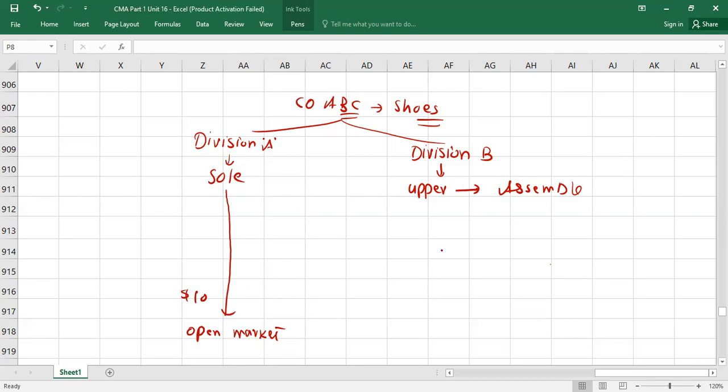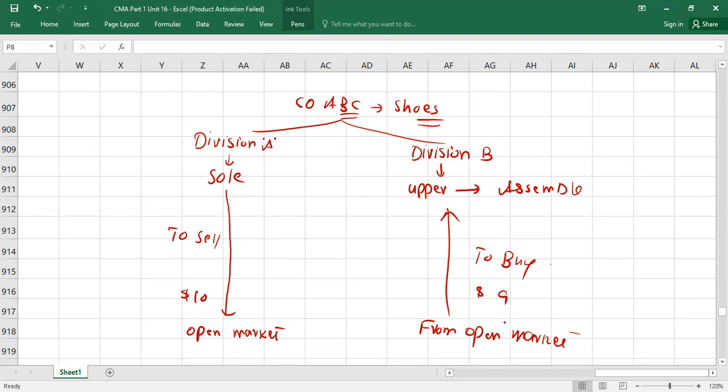And division B has the option, because division B needs soles, right or wrong? Because he is manufacturing only the upper and then he is doing assembling. So division B needs soles. Division A has the option to sell to the open market, but division B has an option to buy from where? From the open market. At which price? For example, at $9. Understood?